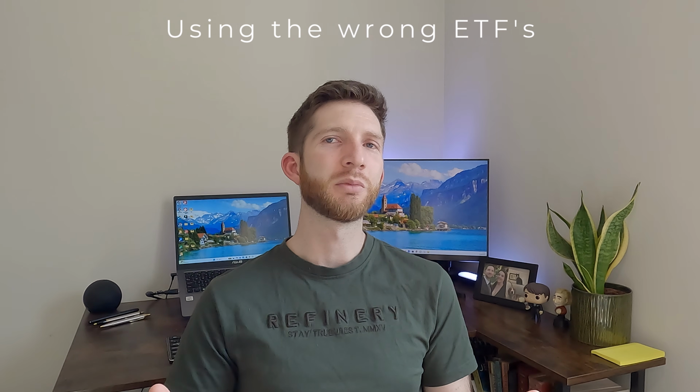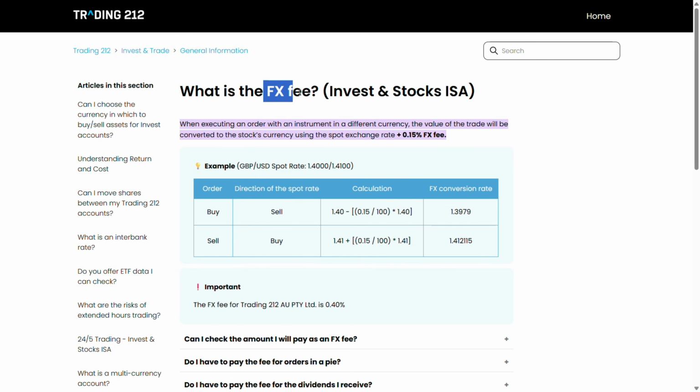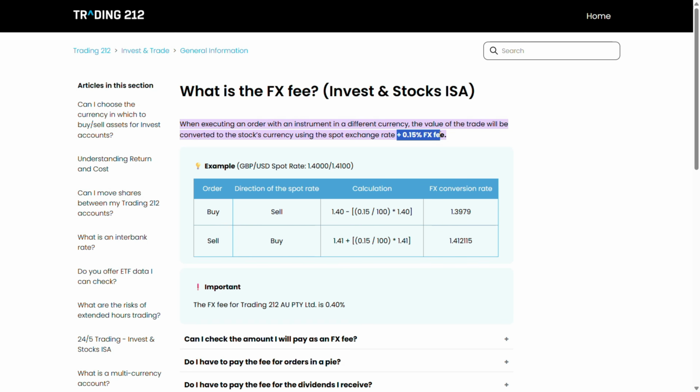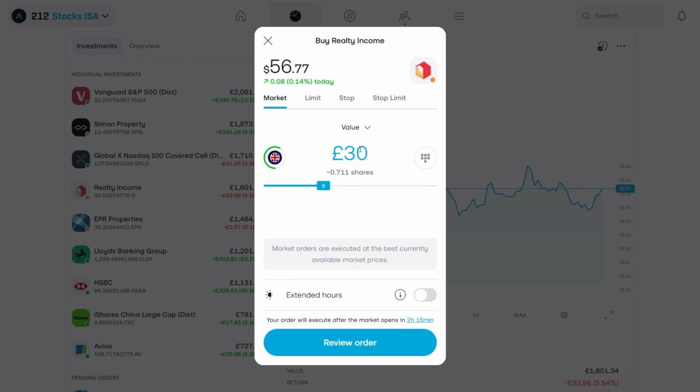Now, what does that even mean? Well, if you don't know, Trading 212 is free, but that doesn't mean there are no fees, and one of those fees is an FX or foreign exchange fee. And if you're investing in American stocks, for example, one way or another, you will have to pay the FX fee of 0.15%. Like this screen here, you can see the fee before you buy.